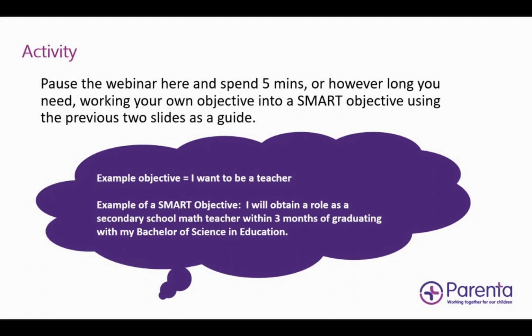We're putting in a time-bound element here by saying it needs to be within 3 months of graduating from your Bachelor of Science in Education. And that's the qualification you'd need to become a maths teacher. So you can see there that we've flipped that on its head by making it a bit more definitive from just, I want to be a teacher. So as I say, pause the webinar here and spend as long as you need converting your objective that you have, whether it's personal or a business one, into a SMART objective.